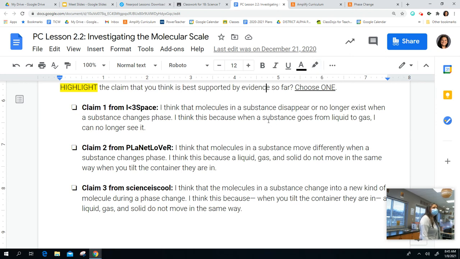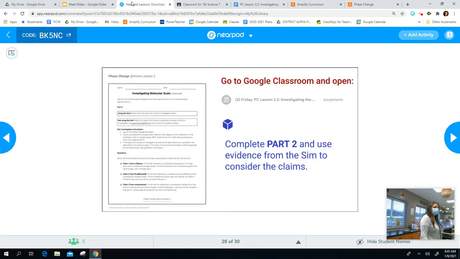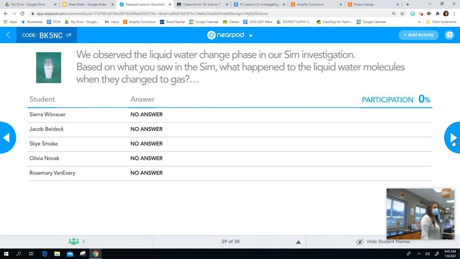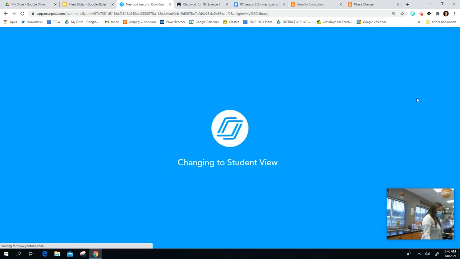Remember, claim 1 says that the molecules disappear. Claim 2 says they move differently. Claim 3 says they change into something completely new. Turn it in when you're done. And then answer the question on your Nearpod screen. Switch. I'm going to turn that heat down before I melt.